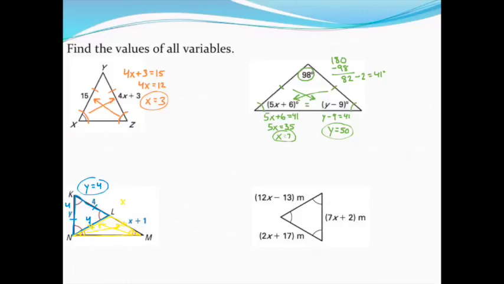One of them is labeled x plus 1, but it's got to be equal to the side we already know is 4 from that equilateral triangle. So subtracting 1 from both sides, I find out that x is 3. So there's an example dealing with equilateral, equiangular, and isosceles triangles all rolled up into one.